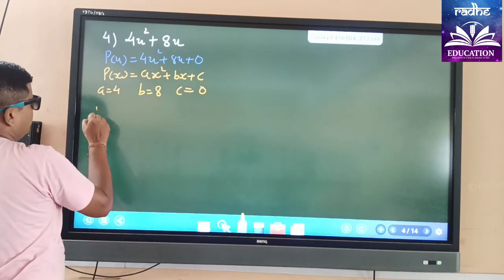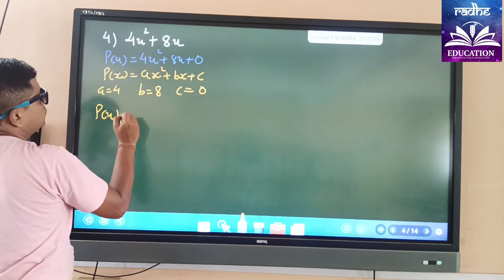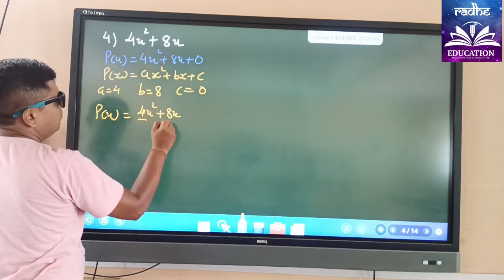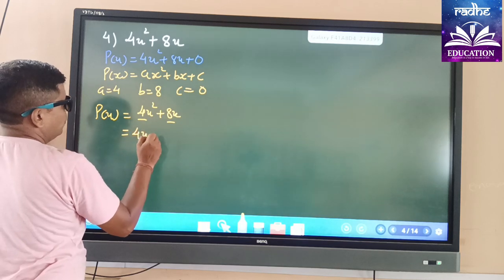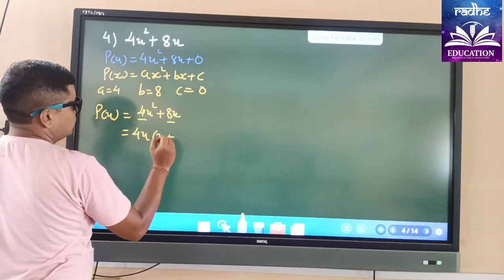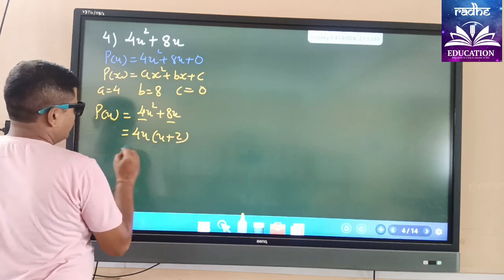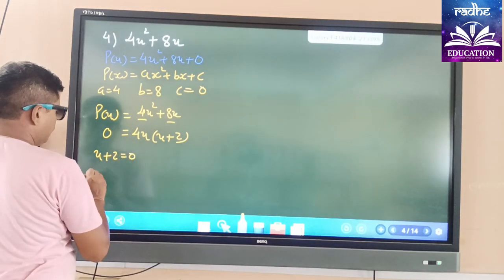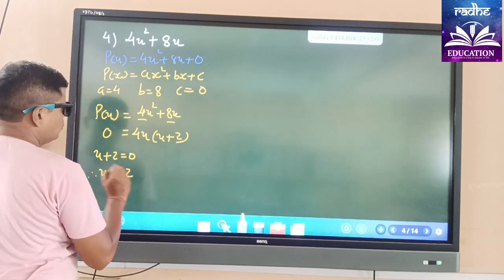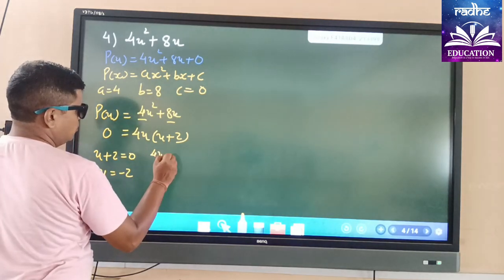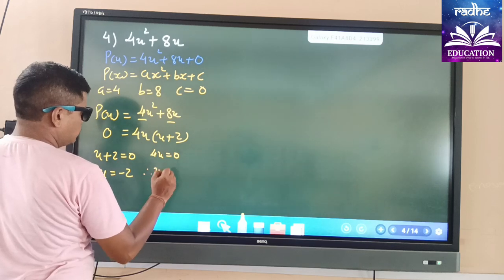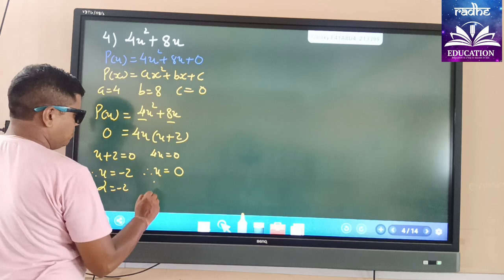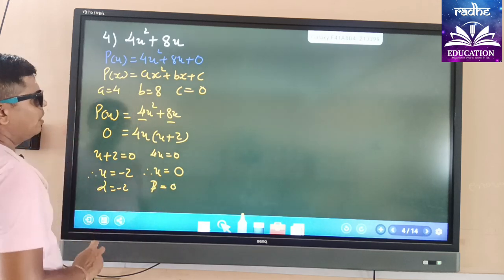By that we find that p(u) equals 4u² + 8u. What is common here? 4u is common. So 4u times (u + 2) is 0. So u + 2 equals 0, therefore u equals minus 2, and 4u equals 0, therefore u equals 0. So we get alpha equals minus 2 and beta equals 0. So we have the two zeros.